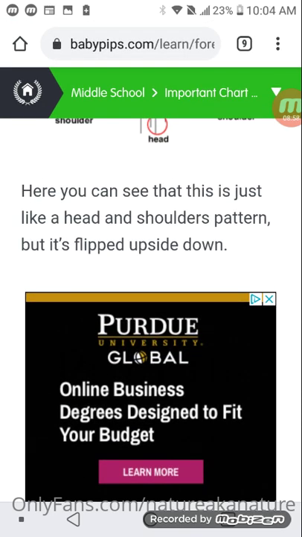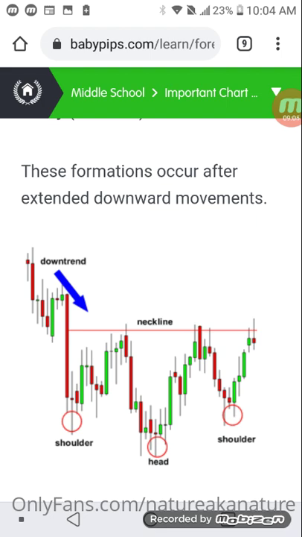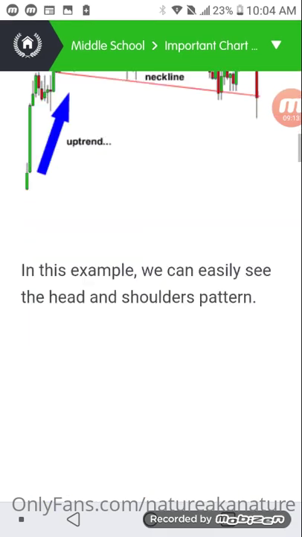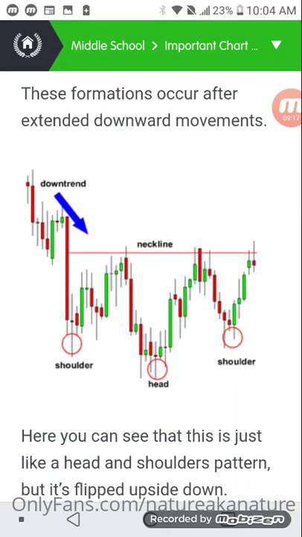Head and shoulder and inverse head and shoulders are reversal chart patterns, just like double top and double bottom. Head and shoulder is a reversal chart pattern found after an extended uptrend, and is a reversal pattern for a downtrend. Inverted head and shoulders, which is the opposite, is found during an extended downtrend, and is a reversal pattern for an uptrend.